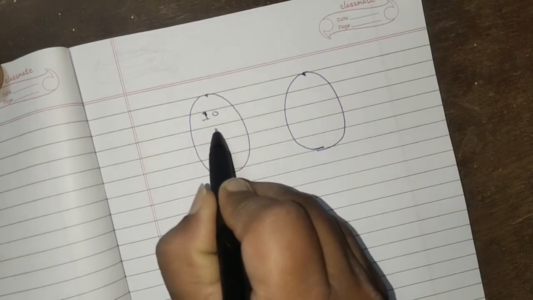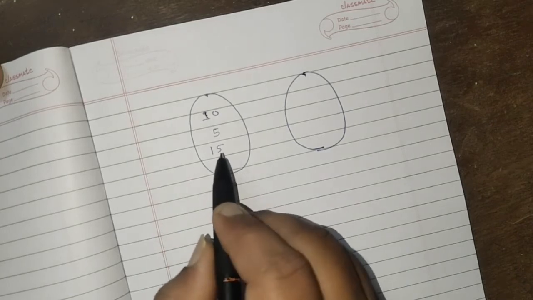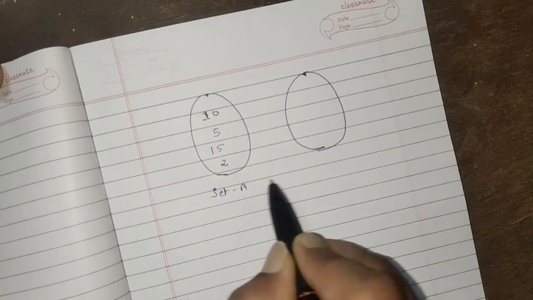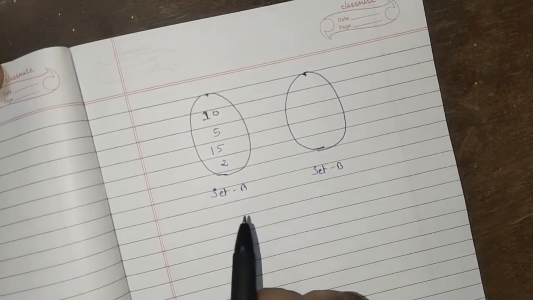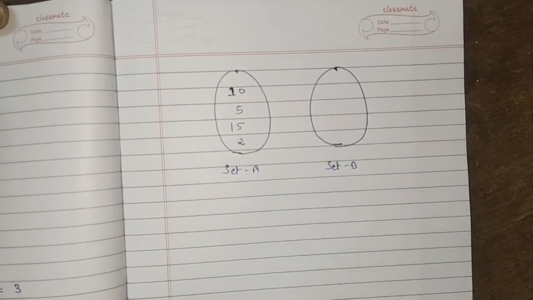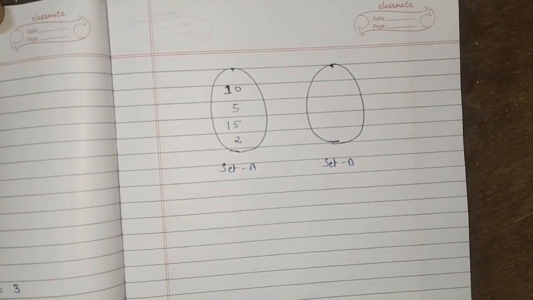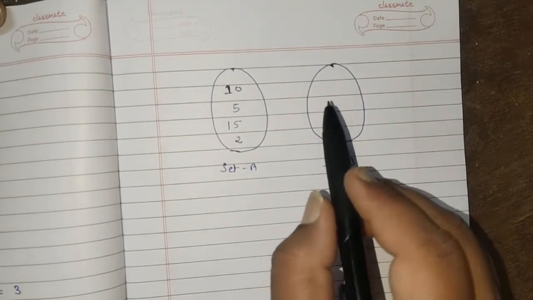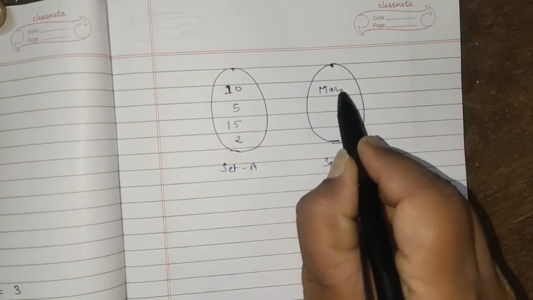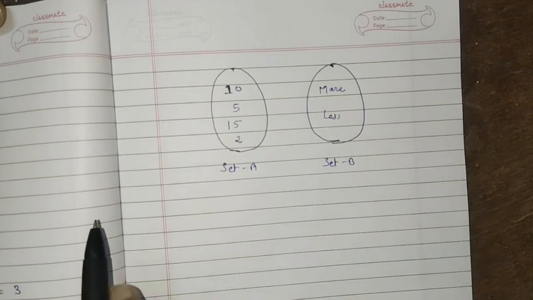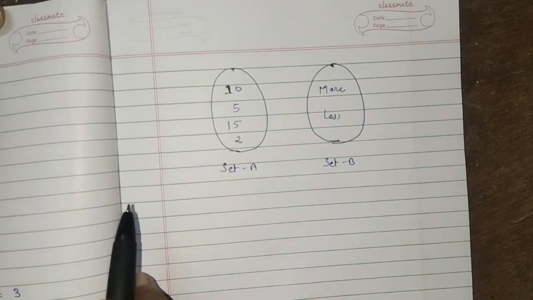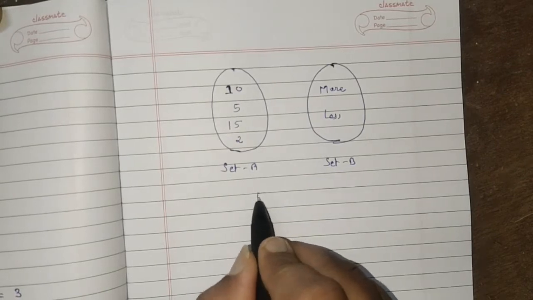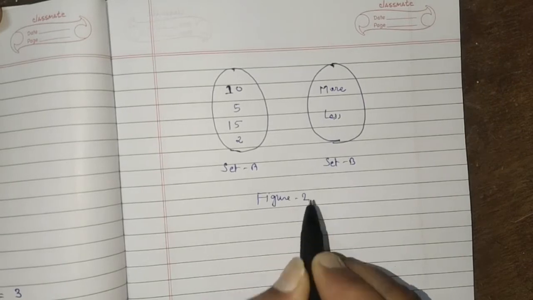Ten, 5, 15 and 2. That's set A, and set B is more and less. And that's figure number 2.